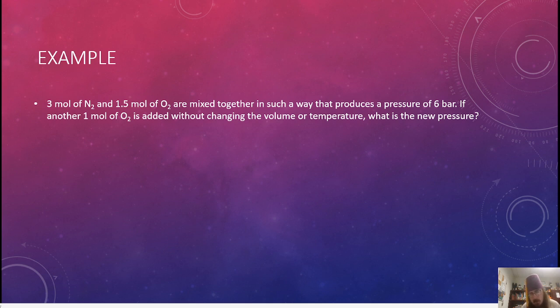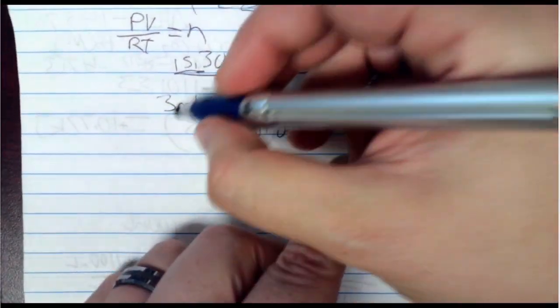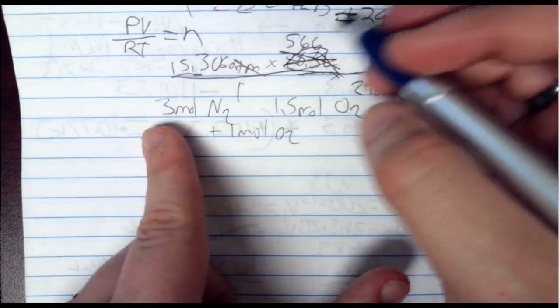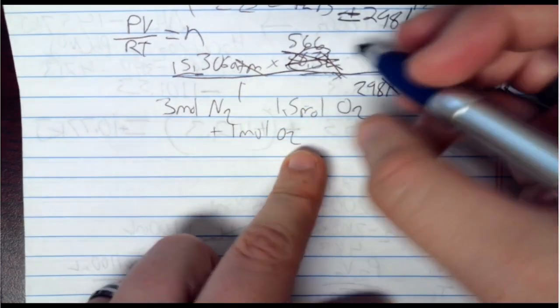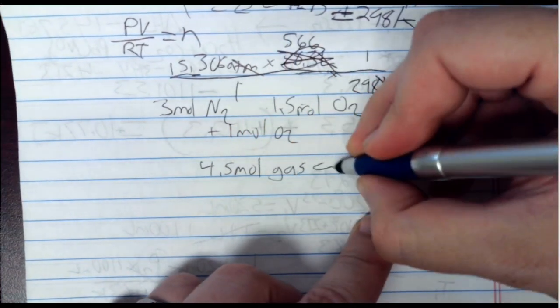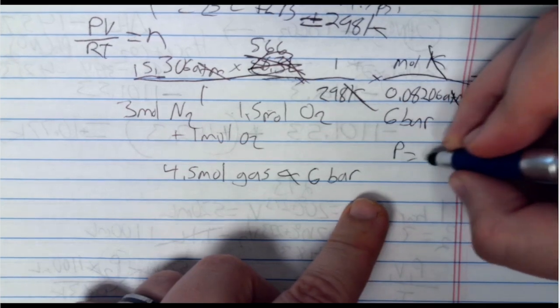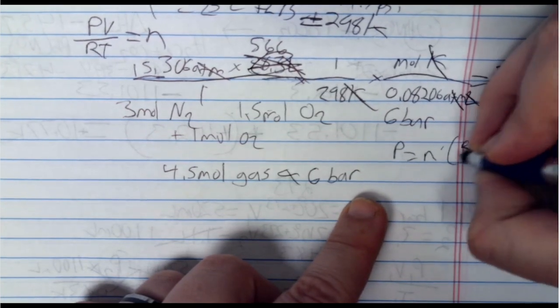So, this is a clever use of Dalton and ideal gas. There is more than one way to solve this. I'm going to show you the simplest, most straightforward way. There are some fun little mathematical things you can do, but let's look at this. 3 plus 1.5, total moles of gas is 4.5 moles of gas, is proportional to 6 bar, because P equals nRT over V.